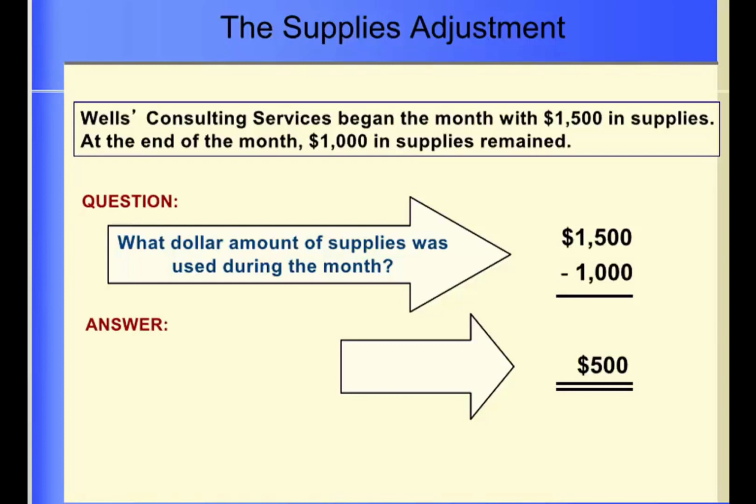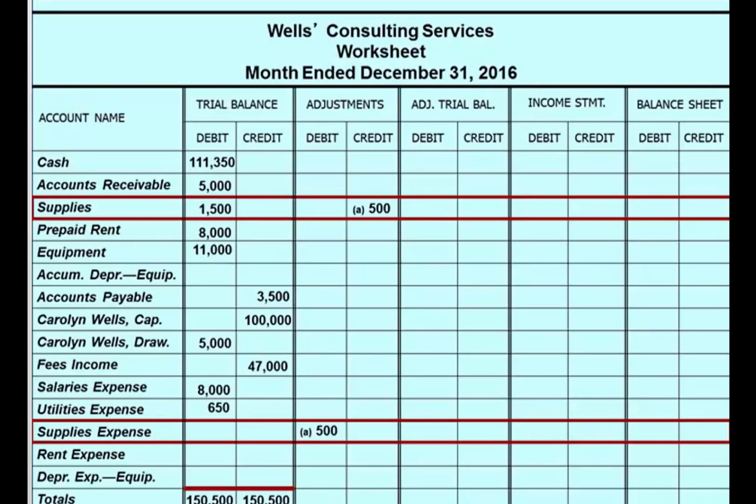Let's first discuss the supplies adjustment. The business purchased $1,500 of supplies during the month, but by the end of the month, only $1,000 of supplies are left. This implies that we must have used $500 of supplies. Wells Consulting Services must make an adjustment to show that the company used $500 in supplies during the month. To do this, we debit supplies expense and credit the asset supplies for the $500 used up.